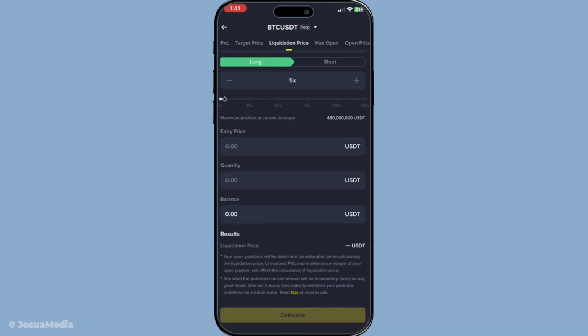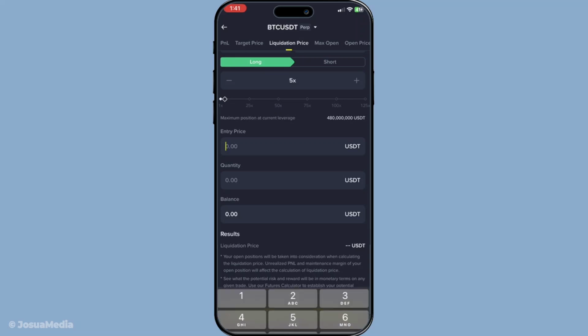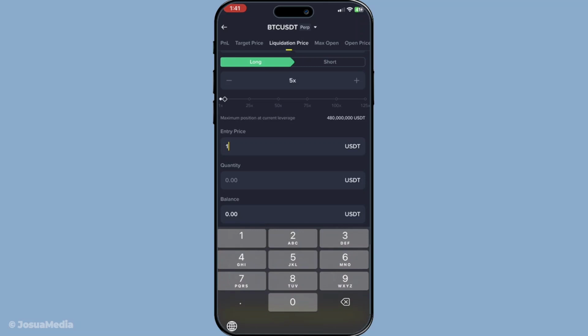Once all these fields are correctly filled out with your specific details, it's time to tap Calculate. This action will prompt Binance's system to run the calculations based on the data you've provided. After you perform the calculation, Binance will promptly display your liquidation price.